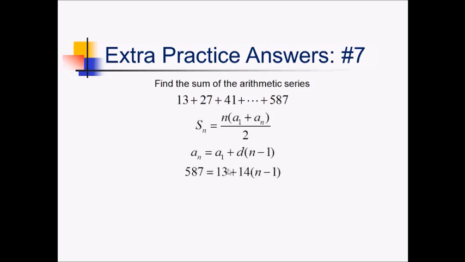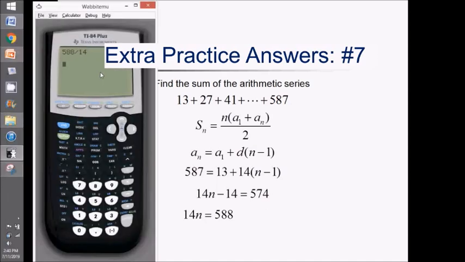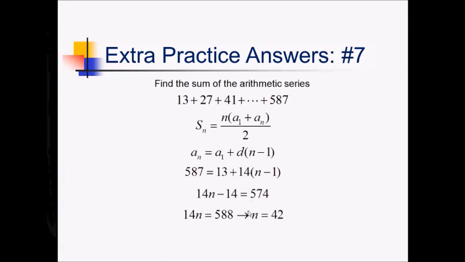Doing a little algebra now. Subtracting 13, this is going to be 574 on the left. Distributing the 14, that's 14n minus 14. Adding 14 over here to get the 14n by itself, that's going to be 588. And I have no idea what that is divided by 14, so let's use a calculator. The calculator says 42. That's a nice whole number. Awesome. So I know that I have 42 terms in this series.